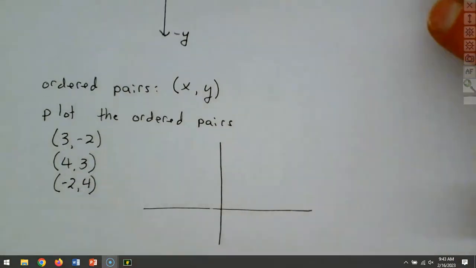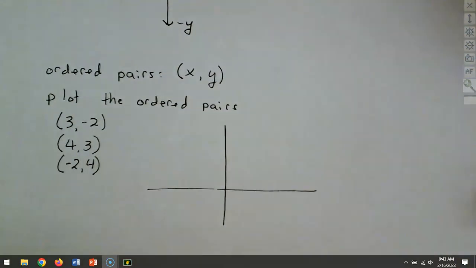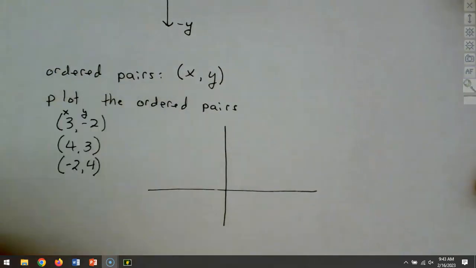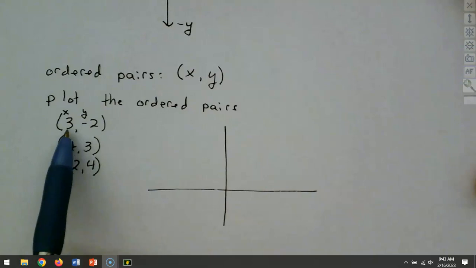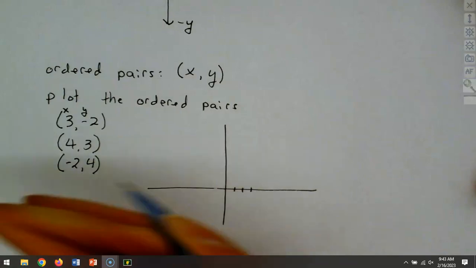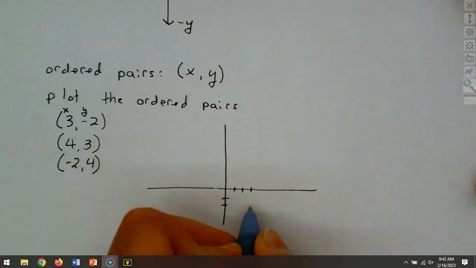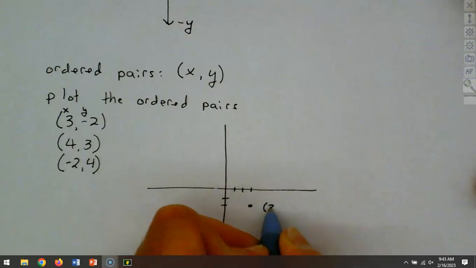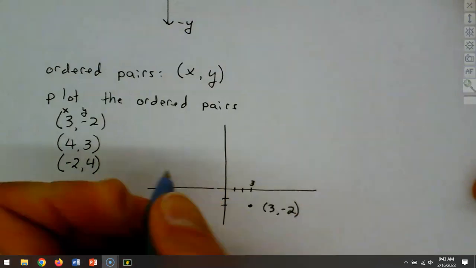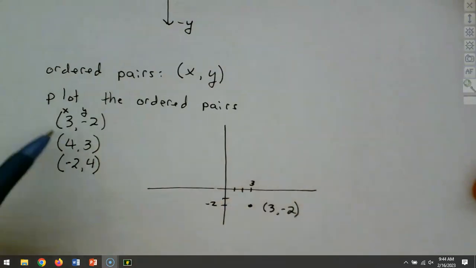So we're going to plot these points here. Students sometimes mix them up. Ordered pairs always go x, y. So let's plot the point 3, -2. So 3, -2 would be over 3 and down 2. So 3, -2 would be there. Okay, over 3, down 2.